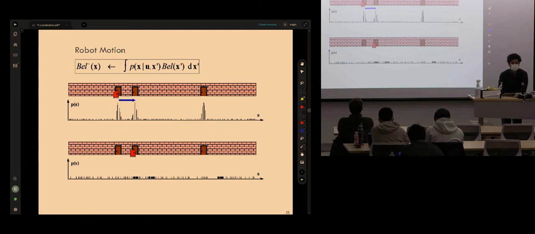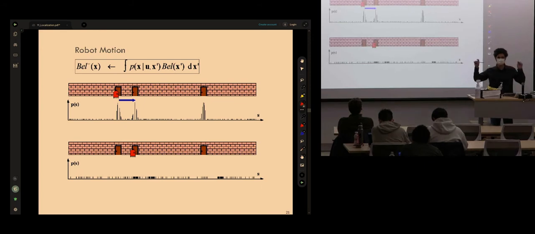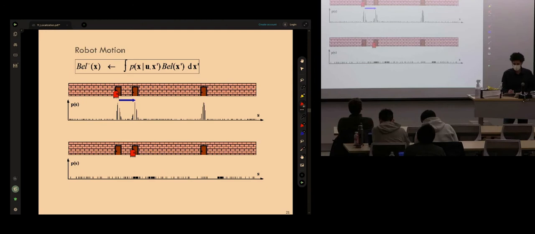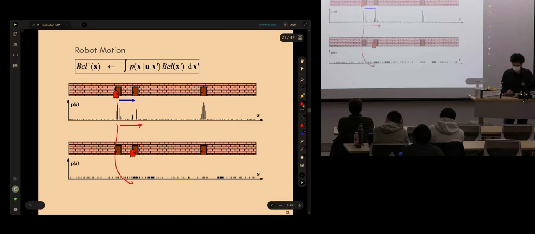Now, in this case, two things can happen. If you run prediction, what happens? The prediction acts like a convolution. This integral will shift everything forward based on your model, which moves everything one delta forward. This is here now.